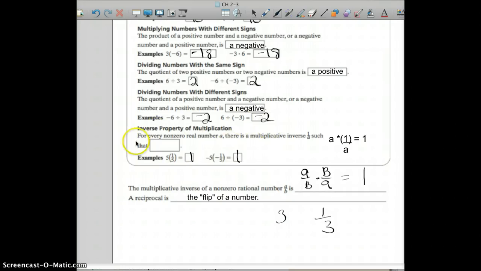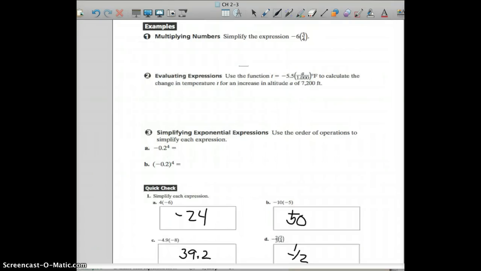Let's move on to the next page. Again, if you're having trouble with some of these vocabulary terms, look at them. And there are also several examples in your book you can look at as well. Okay, so let's move on to the first few examples in our packet.